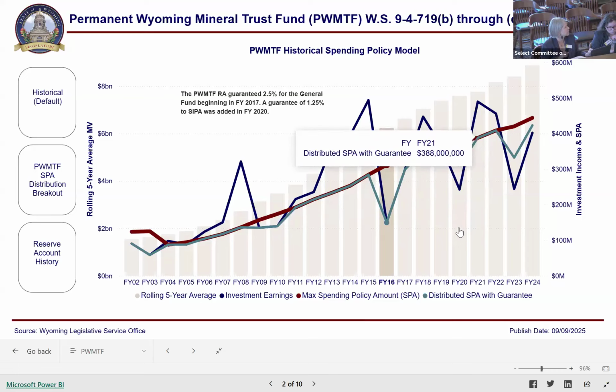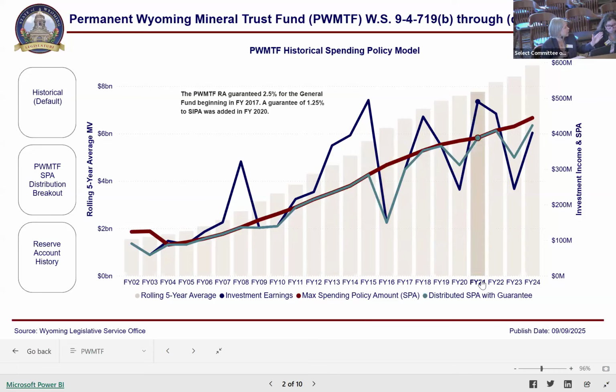If you could click on 2021 for me and just show that, oh, I'm sorry, go back 1 year. In 2020, the distributed SPA is above investment earnings, but below the maximum. And that's an example of how the guarantee of the reserve account works. The reserve account is guaranteeing that difference between the investment earnings of that year and the distributed SPA. Thank you, Catherine, for reminding me that I had left that out.